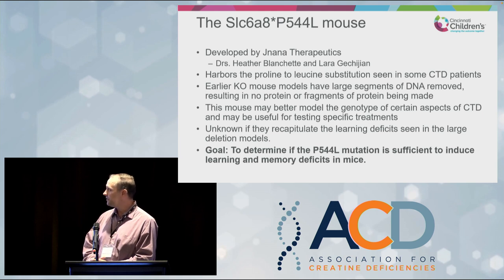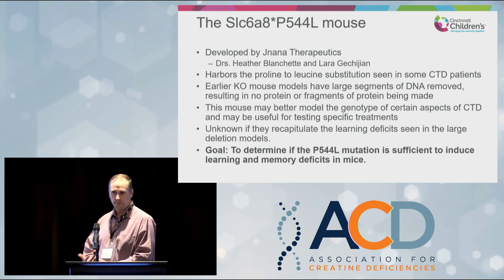So a little bit about the SLC6A8 P544L mouse. It was developed by Dr. Blanchet and Dr. Gachin at Janana, and donated to us as they ended the project that they were working on. It basically harbors a mutation that makes the proline into a leucine at that 544 site. And this is a mutation that is observed in some CTD patients.